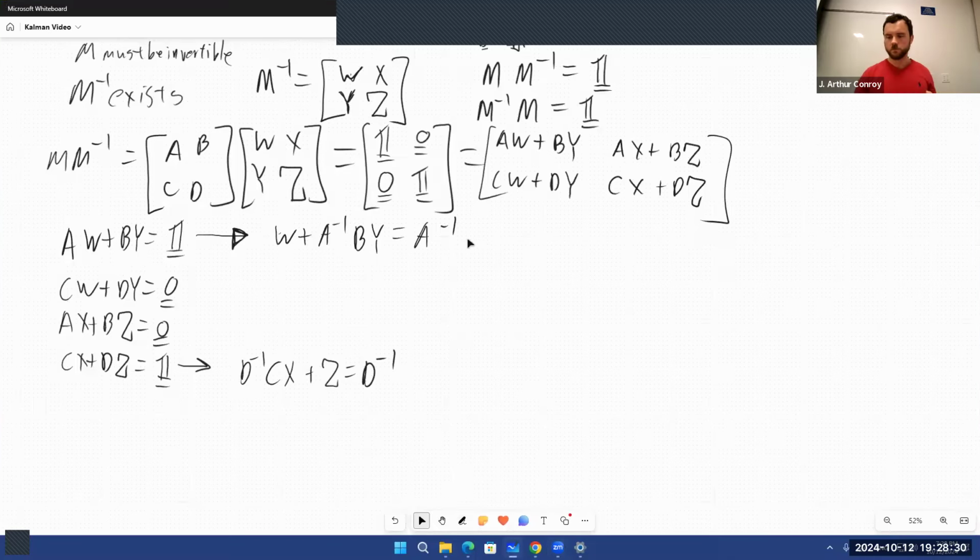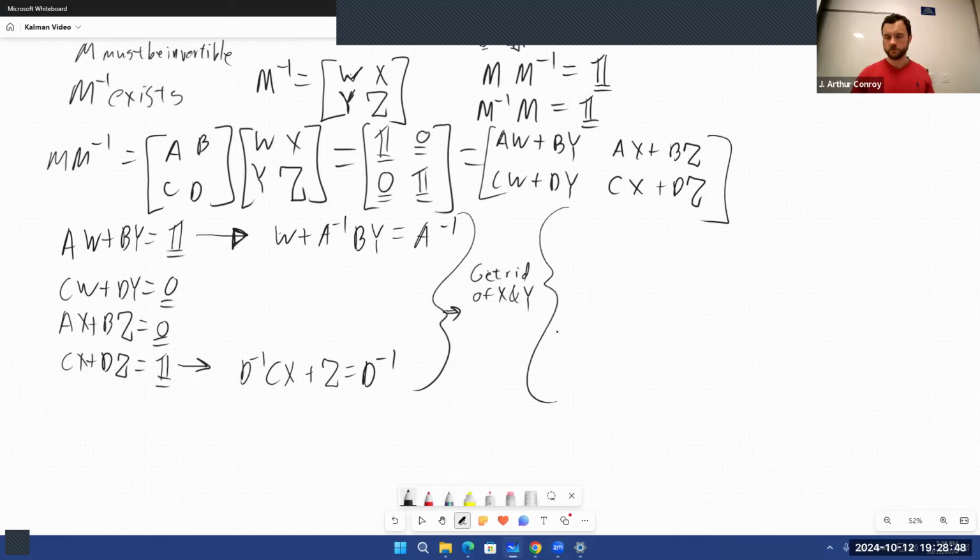All right. So now we have X and Y in these equations, and we'll get rid of, nice spelling, get rid of X, Y. There's our next goal. So to do so, we will look at these equations over here, recalling that only D and A are guaranteed to be invertible. We can look and see that X can be equal to negative A inverse BZ, and Y is equal to negative D inverse CW. Cool. Am I right?